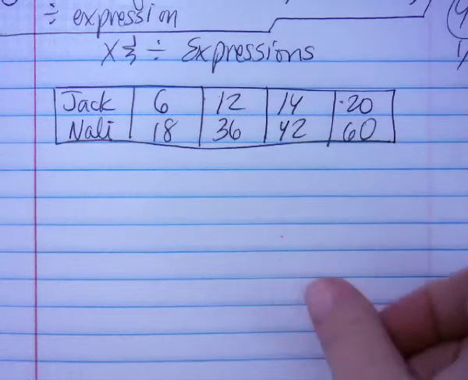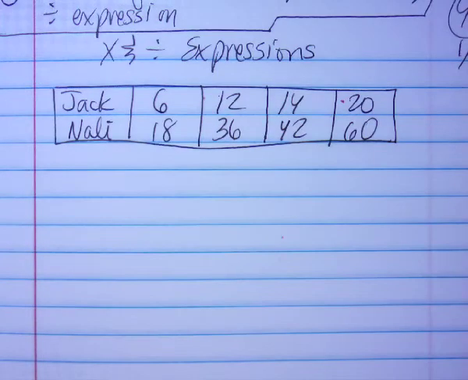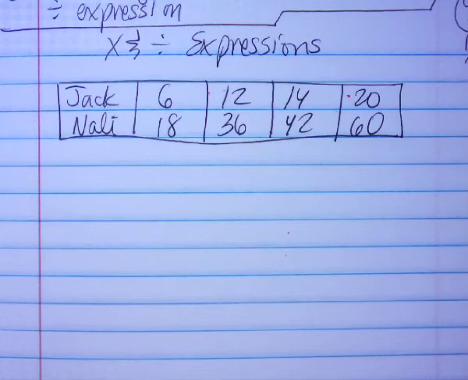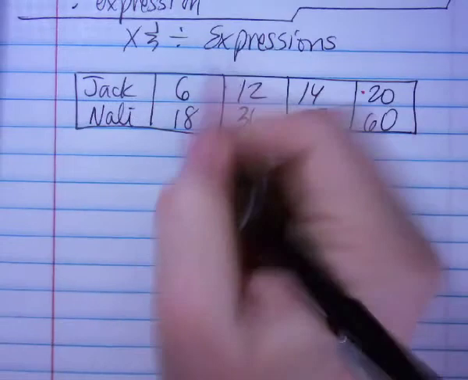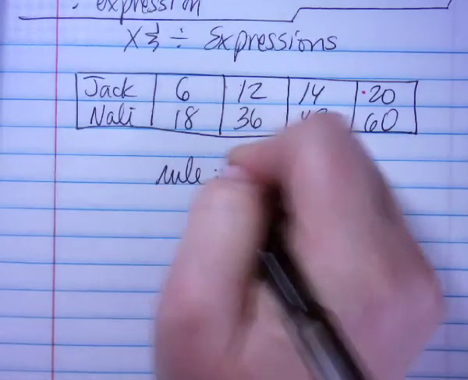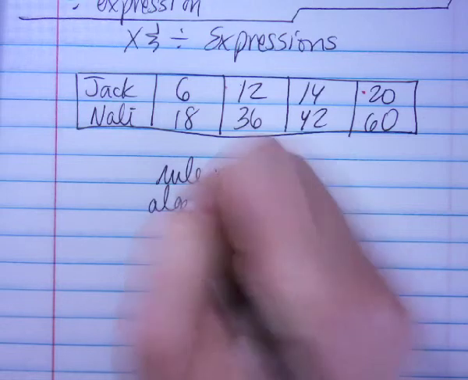So we've been doing addition and subtraction expressions where we have a chart and we are figuring out what the rule is and then the algebraic expression. Today we're going to be doing the same thing except we are going to be using multiplication and division to figure out what is going on between the top row and the bottom row. So to get started, we need to be finding out what our rule is and what is our algebraic expression.